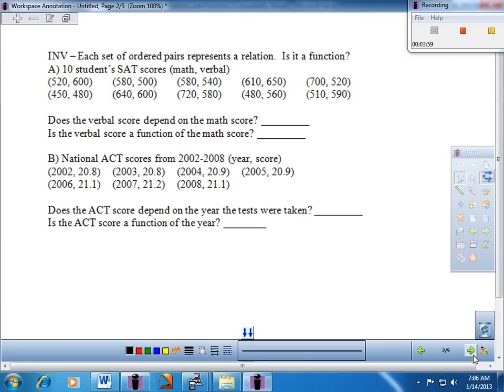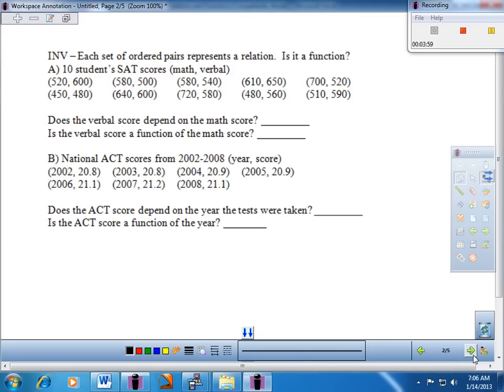So here's what I have. A and B on your paper are two relations. Each set of ordered pairs represents a relation, and what I'm asking is, does it make sense for it to be a function conceptually, and is it a function mathematically? These are very contrived, but they're just to get us to think about the differences between these two things.